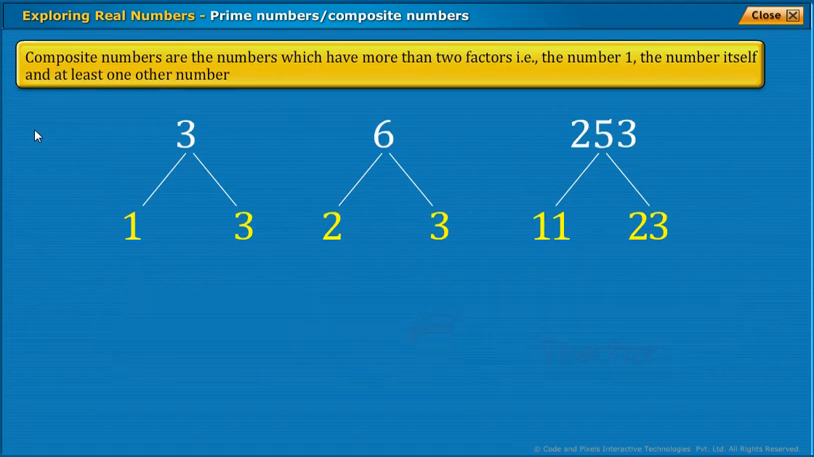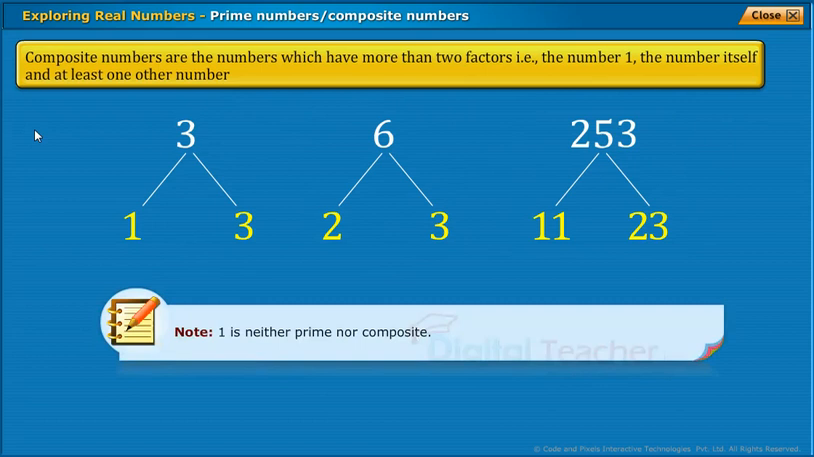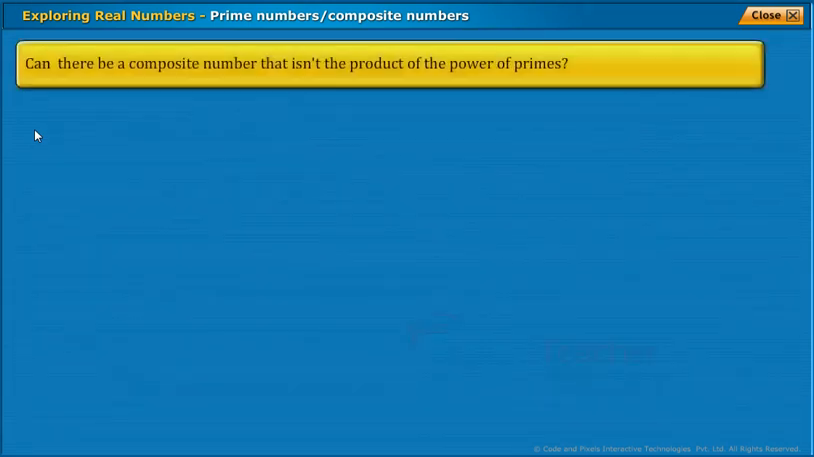We know that all natural numbers except 1 can be written as a product of their prime factors. For example, let us go through some of the numbers. 3 is equal to 1 into 3. 6 can be written as 2 into 3. 253 can be written as 11 into 23, and so on. But here 1 is neither composite nor prime. Can there be a composite number that isn't the product of the powers of primes?